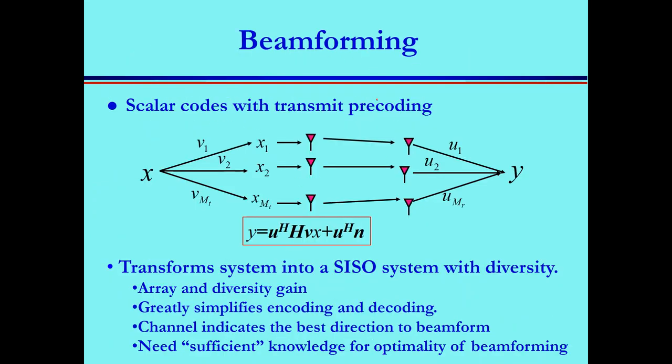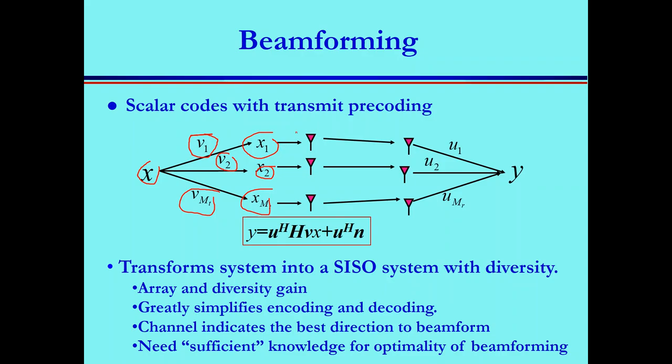So this is basically the concept. You have your data here. This is the first column of the V matrix, V1. And this is the second column. This is the third column. And here is your data; you multiply each symbol with this beamforming vector, which is the eigenvector.